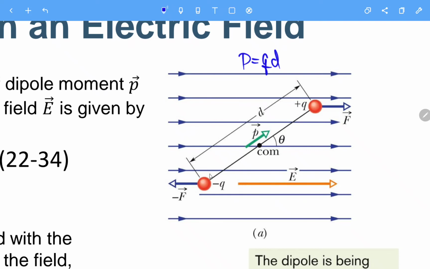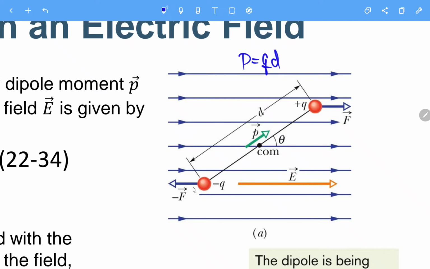For the negative charge, as it is a negative charge, the electrostatic force is opposite to the direction of the E field. So the force acting on the positive charge points to the right side, and the force acting on this negative charge points to the left side. So it is like this.